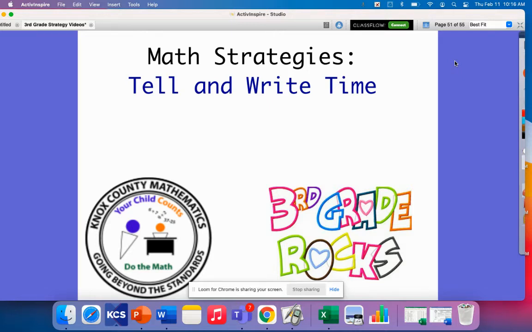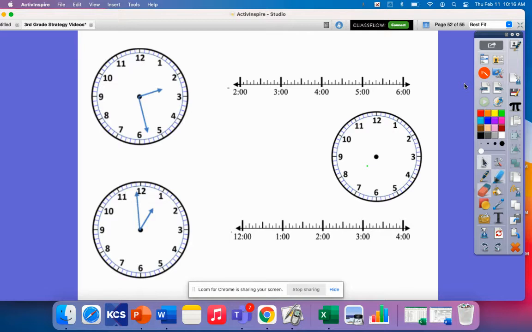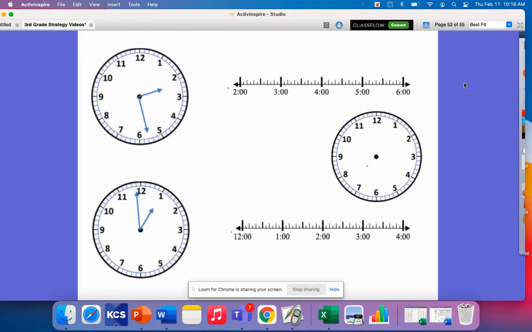Today's math strategy video is on telling and writing time. So today's goal is to be able to tell time to the minute. What we're going to talk about is how we can use a number line as a strategy to help us do that. So we have two example clocks here.